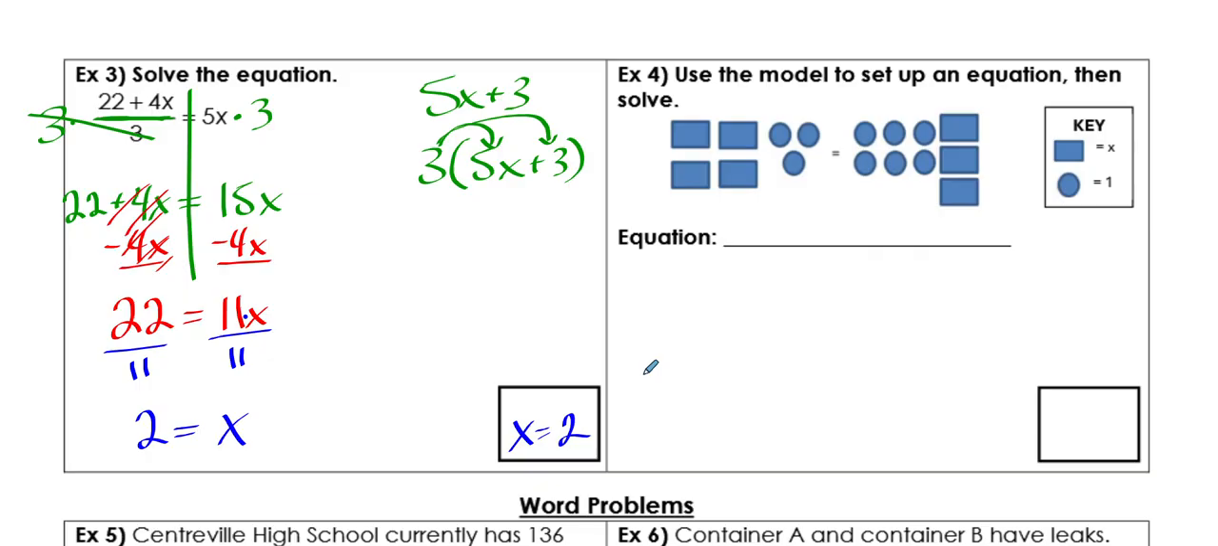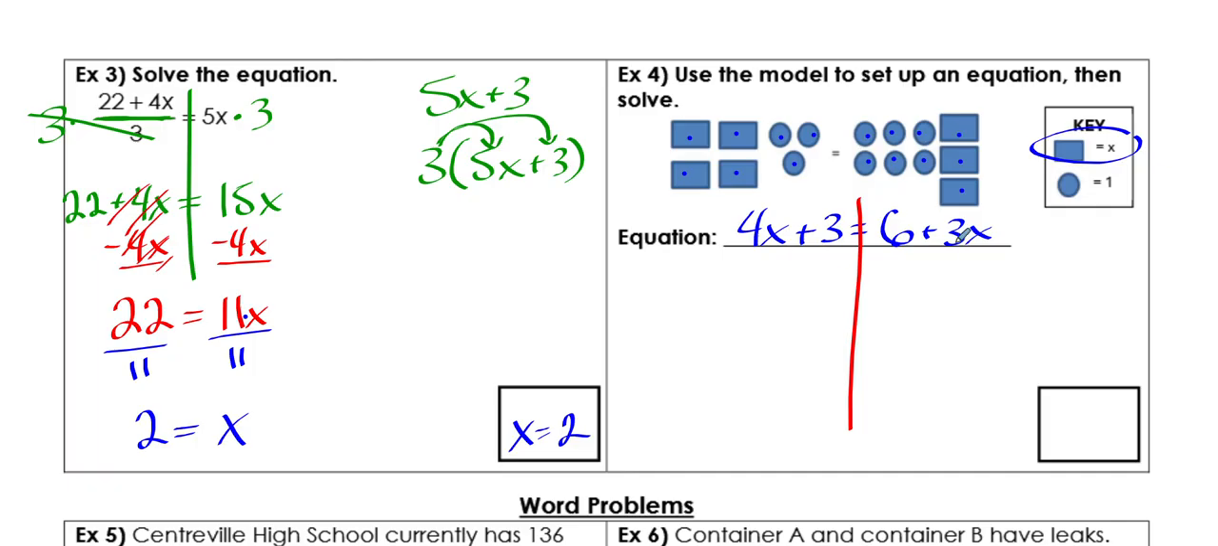Alright, the next one is a picture of an equation. We have 1, 2, 3, 4. Each of those is representing an x, so that's 4x. And then we have 1, 2, 3. Each of those is representing just a 1. 1, 2, 3, 4, 5, 6. Plus 1, 2, 3 x's. Alright, so that's our equation. There's nothing to really combine there. There's nothing to combine there.